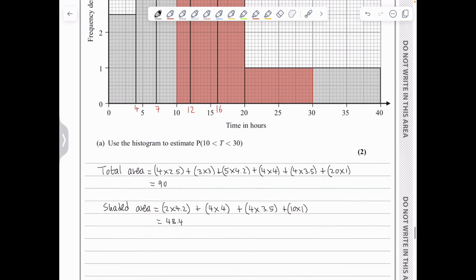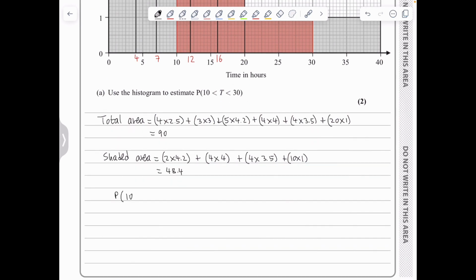Which means that the probability that we are between 10 and 30 is simply the 48.4 over the 90, which correct to three significant figures is 0.538. Notice that if you give an exact answer, you will be penalized. Remember, we are using the histogram to estimate, and if we give an exact answer, we are kind of hinting at this being exact, but we cannot be sure that this is the exact probability. It's based on an estimate because it's derived from the histogram, so we need to give our answer correct to three significant figures.